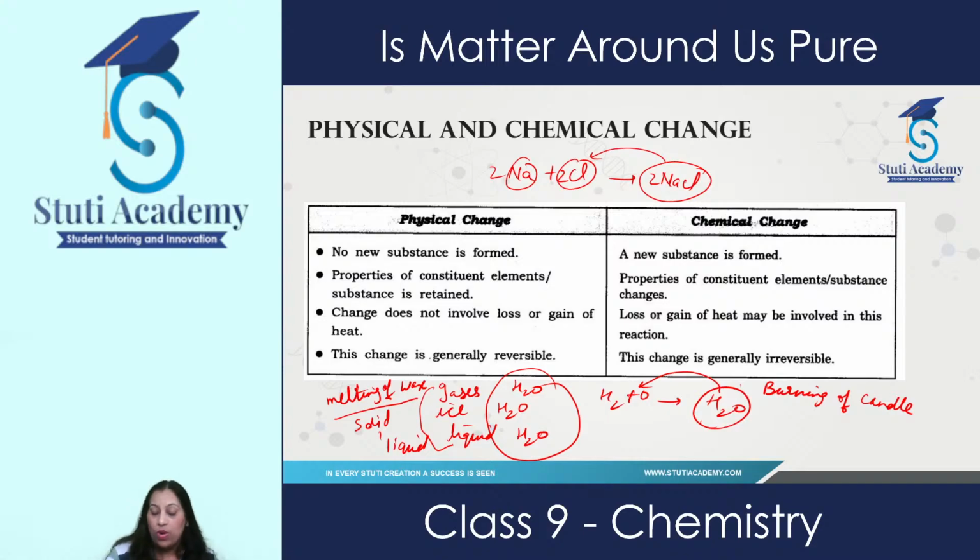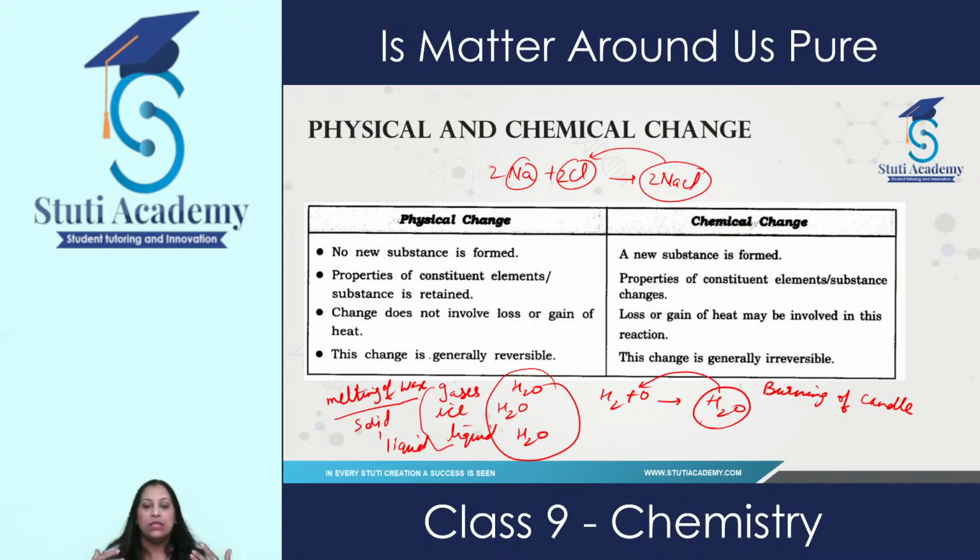Or the question might come in this form: melting of wax is a physical change and burning of a candle is a chemical change. In that question, you need to explain that when melting of wax takes place, there is only a change in the state of matter, or change in state of wax. While when burning of a candle takes place, there is an evolution of heat and light and carbon is produced, which is a new substance. So that's why burning of a candle is a chemical change.